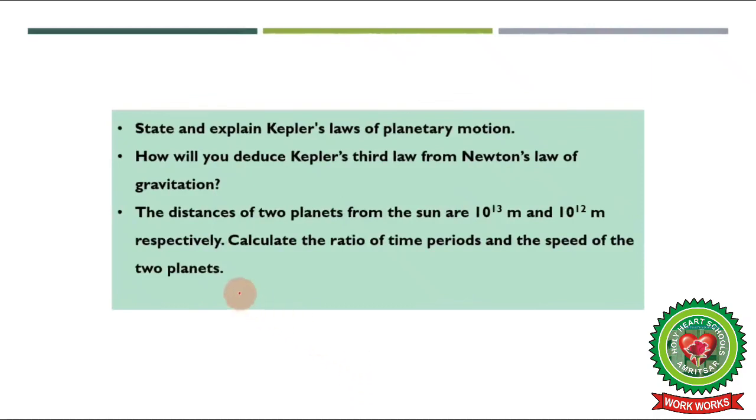Now you are able to answer all these questions. Question number 1. State and explain Kepler's laws of planetary motion. Question number 2. How will you deduce Kepler's third law from Newton's law of gravitation? And third question is a numerical. The distances of two planets from the Sun are 10 raised to the power 13 meter and 10 raised to the power 12 meter respectively. Calculate the ratio of time periods and the speed of the two planets.